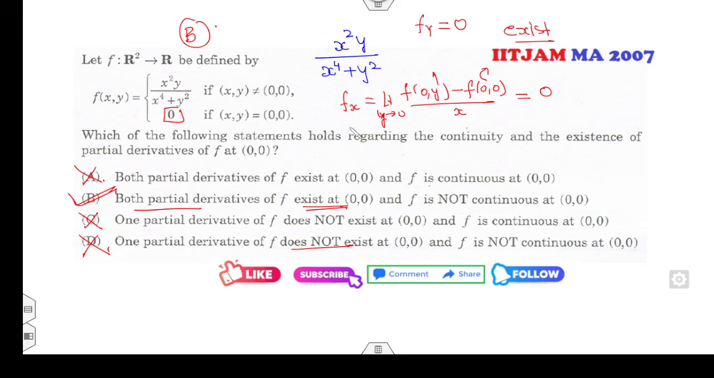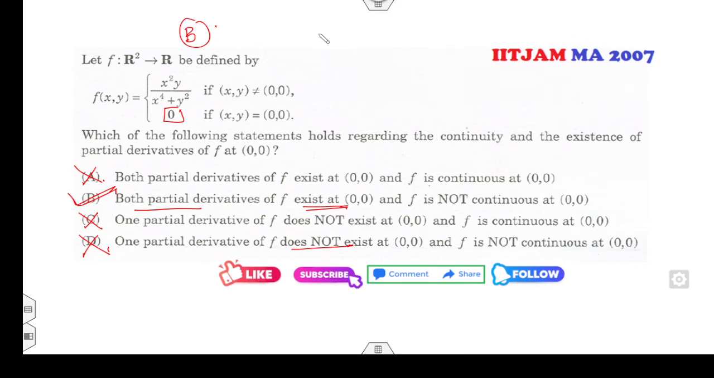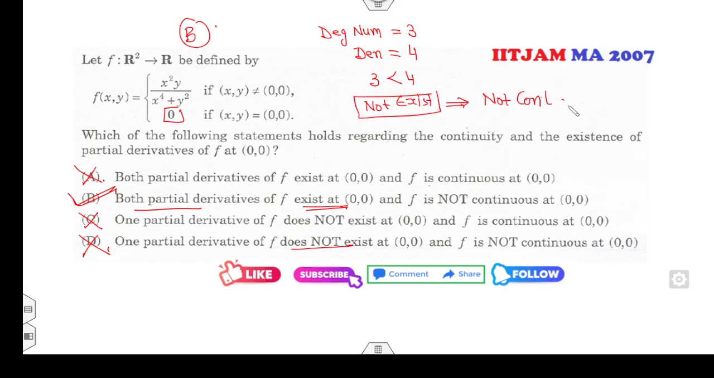Fine, you can check continuity in this way too. Moreover, you can see what is the degree of the numerator: 3. Degree of the denominator is 4. Since 3 is less than 4, the limit does not exist. So once the limit does not exist, that means it is not continuous.